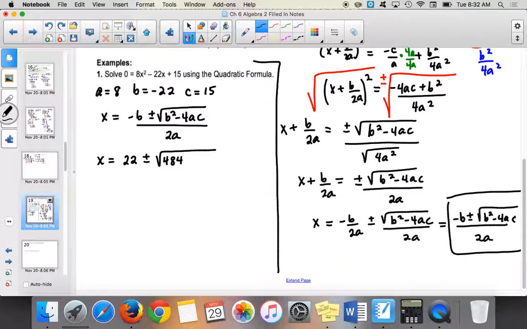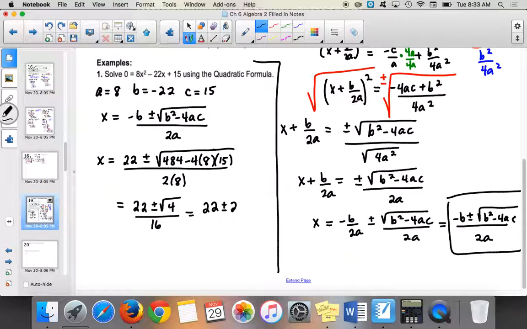All right, so then I have minus 4 times a times c. So 4 times 8 times 15 all over 2 times 8. Okay, so we're going to go ahead and find that inside. So we're going to do 484 minus 4 times 8 times 15. What'd you get? You got 4. Did you get the square root of 4 there? What is the square root of 4? 2. So I have 22 plus or minus 2 all over 16.